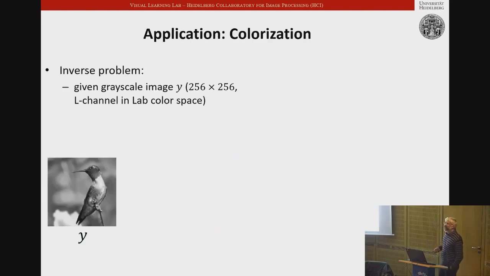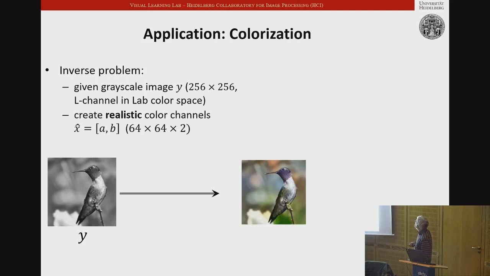Here's a nice application, colorization. We have given grayscale images, 256 by 256, which is just the luminance channel in the LAB color space. And this is an example image. The task is we would like to recolor this image. And the colorization should be realistic. So this is our inverse process. Of course, creating a grayscale image from a color image is easy. Everyone can do that. But the other way is difficult.